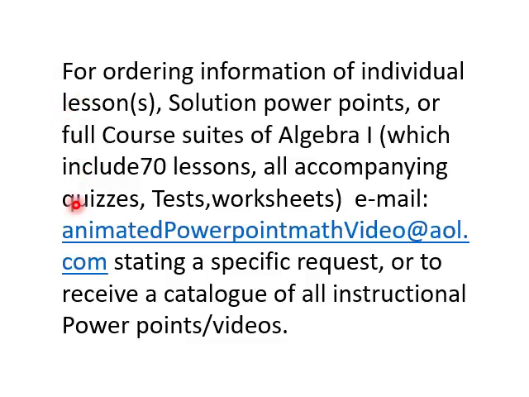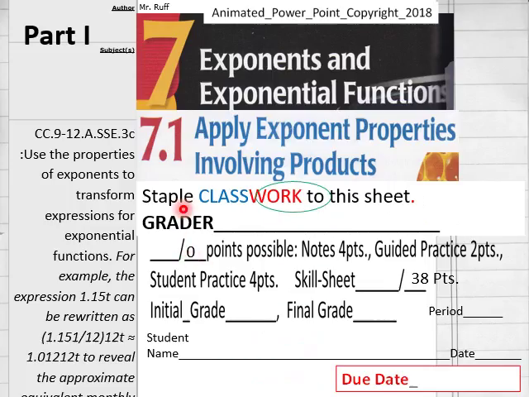7.1 is what we're going to do today. Ordering information is here. 7.1, apply exponent properties involving products. Here is the standard for teachers. And this is the classwork section. We have 38 points in our classwork. There are 0 notebook points, so it's all classwork here.